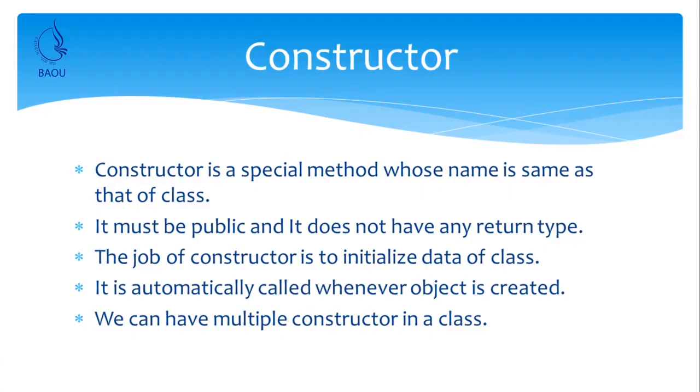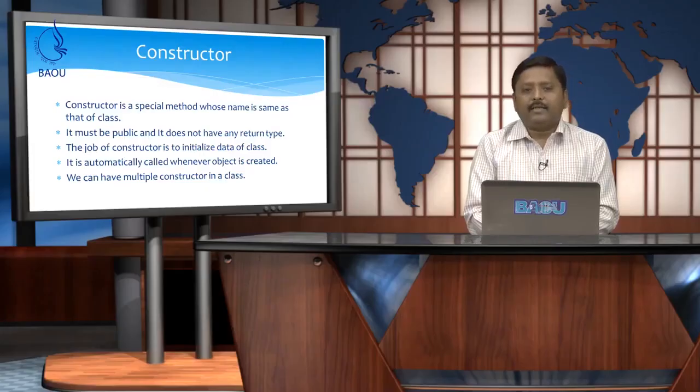So, you write down new and the class name, at that time it is automatically called whenever the object is created, and the job of a constructor is to initialize data of the class. And remember, we can have multiple constructors in a class. For example, if my class has 3 instance variables, I can initialize all 3 in a single constructor, or I can initialize 1, 2 or 3 depending on my requirement. So, we can have multiple constructors also.